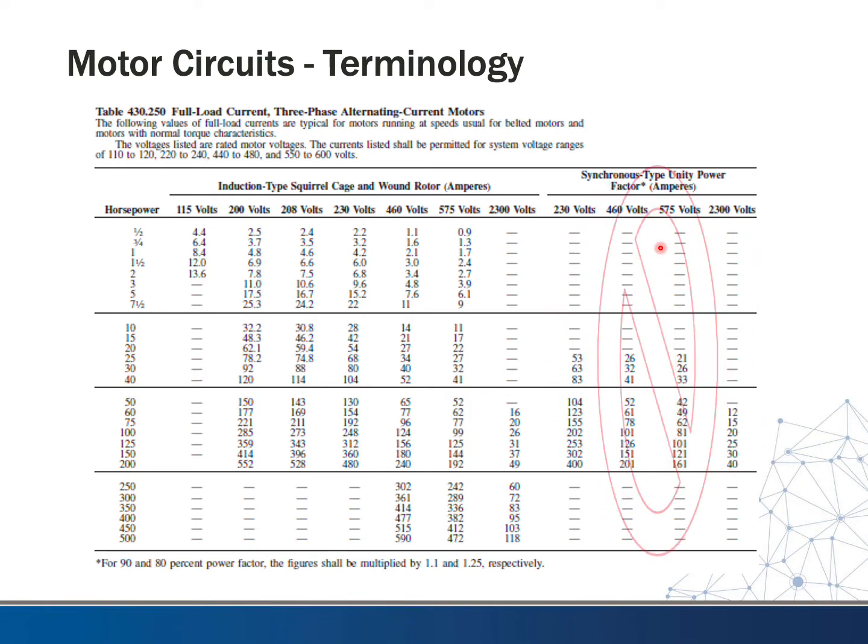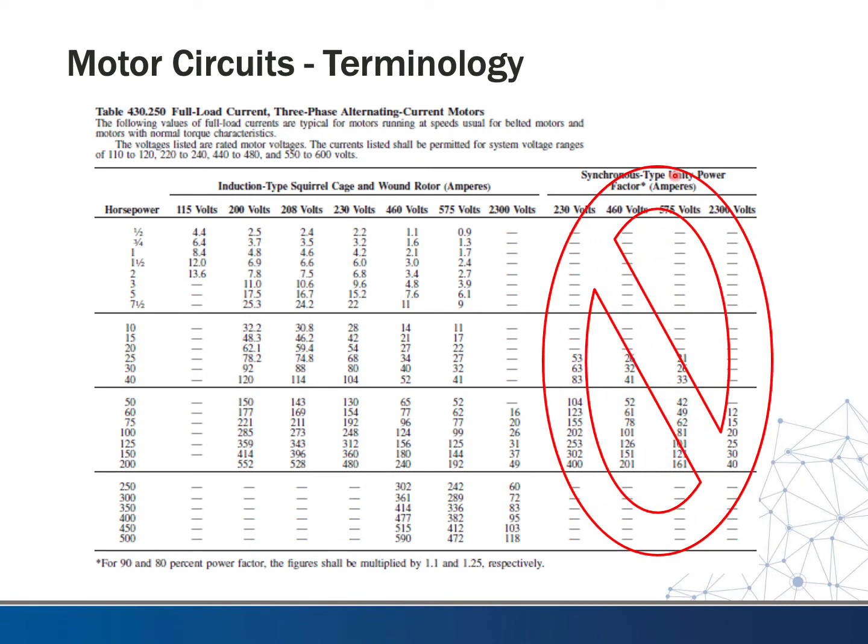In general, we'll almost never be in this column. You don't see these motors very often except for very special circumstances. So when we look at this table, we stay in this section here, the induction type motors. Again, you just find the horsepower and come over to the voltage. Say it's a 480 volt, 125 horse motor, that should draw 156 amps under full load.